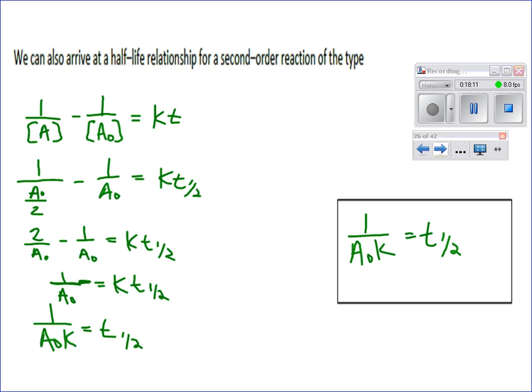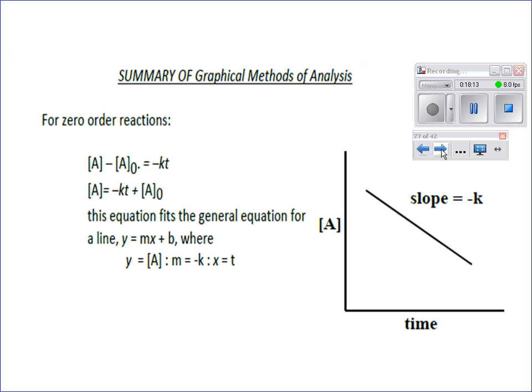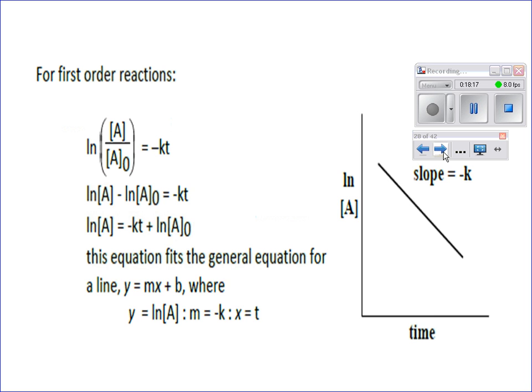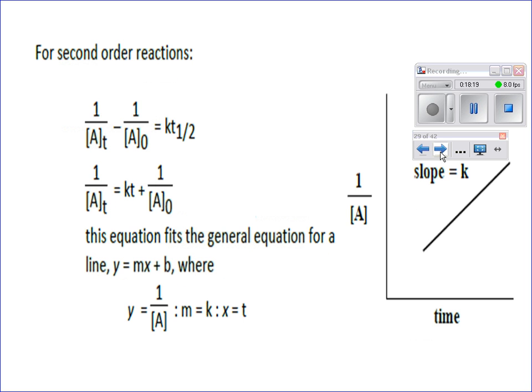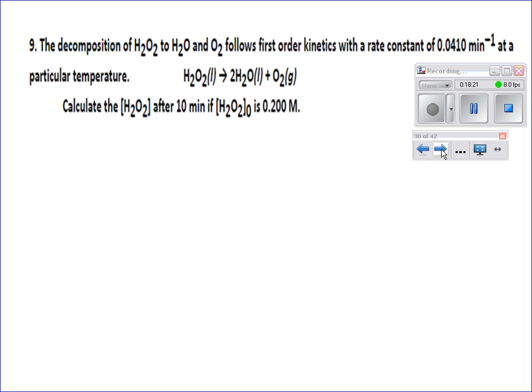Okay? So the synopsis of all 3 are given to you in the next 3 pages. That's just everything you've already seen. Okay? 0, first, and second. Numbers 9 through 12 we're going to work and just use the integrated or half-life equations depending on what we see fit. So I need you to have your calculators out. These are just plug-and-chug math problems. And then we'll get into some graphing.